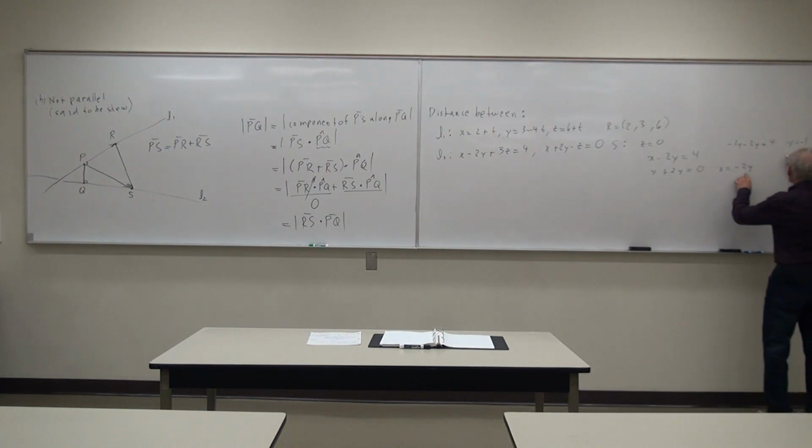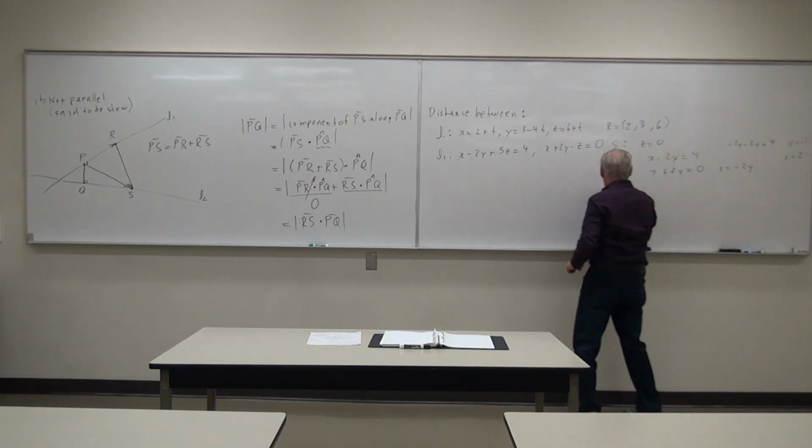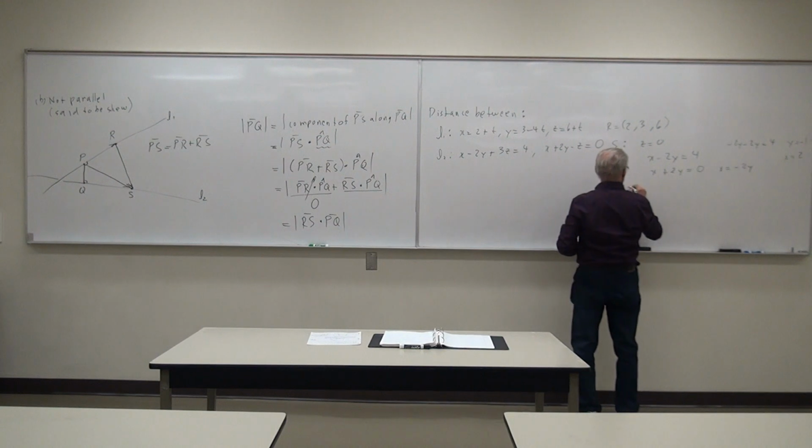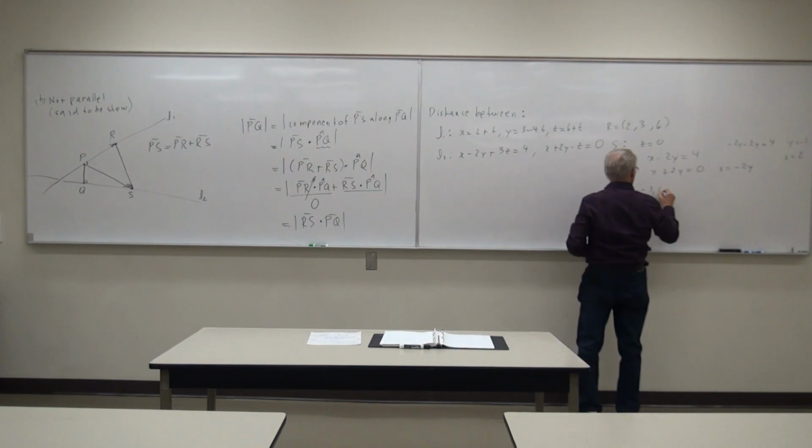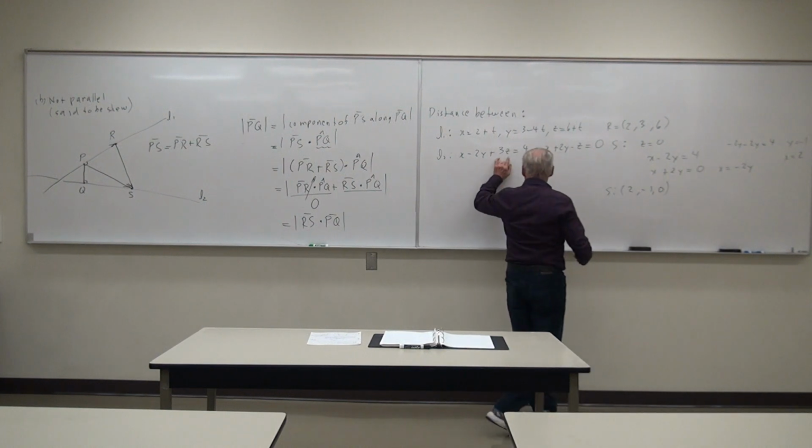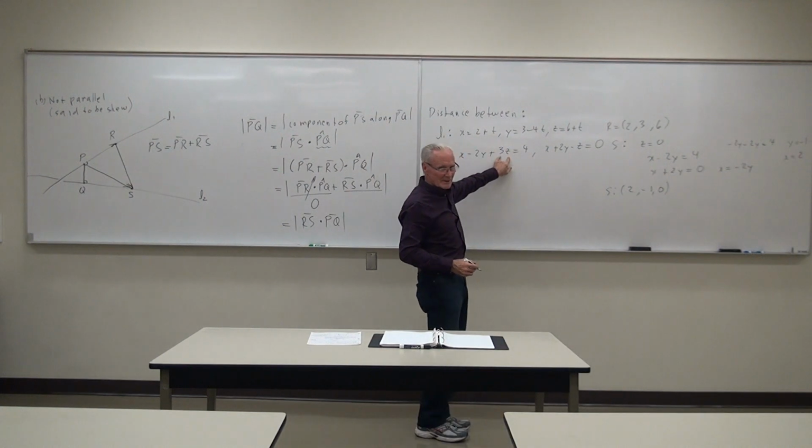And therefore y is equal to minus 1, and x is equal to 2. So our point S is (2, minus 1, 0). That's a point on this line. All right.